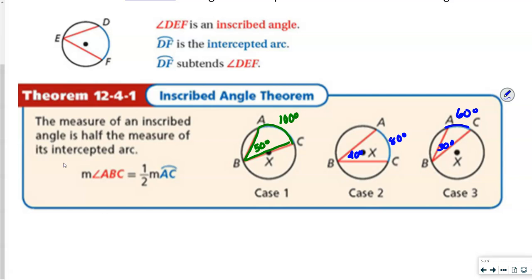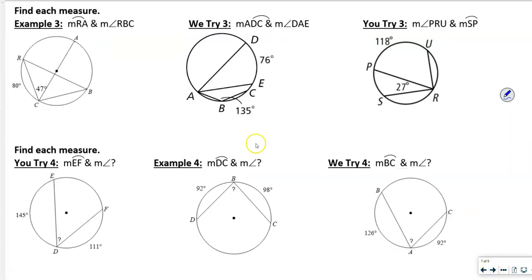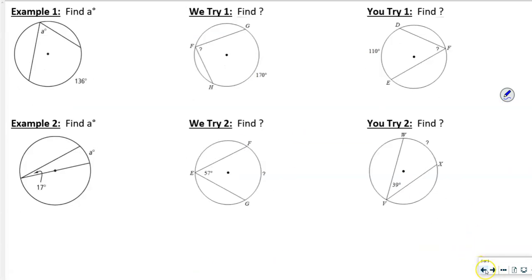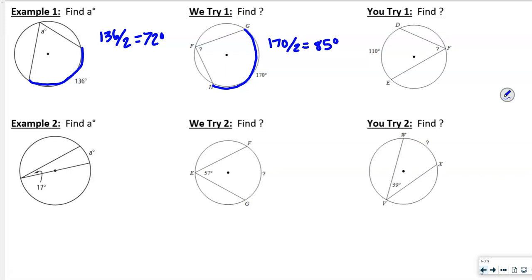Okay, so we're going to go on to the next problem. Notice that we have this arc right here, and it's asking us to find the angle, right? So what are we going to do? We're going to take the 136 and we're going to divide it by 2. So this angle is going to be 72 degrees. Okay, we're going to do another one together, and then y'all are going to do the third one by yourself. Again, we have the arc, right? What do we do to it? We take 170, we divide it by 2, and that's going to be 85 degrees.